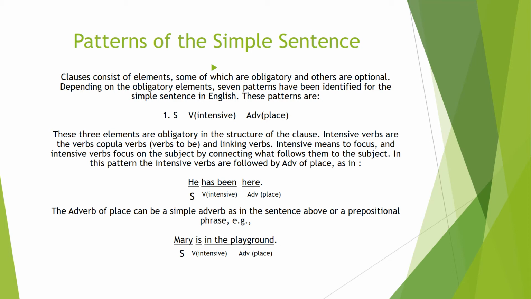In pattern number 1, you can see that the simple sentence starts with a subject followed by a verb. The type of the verb here is called intensive, and this intensive verb is followed by the adverb of place. These 3 elements are in fact obligatory. All of them are obligatory. No one can be deleted from the sentence.